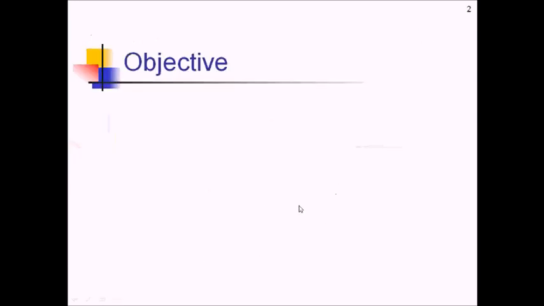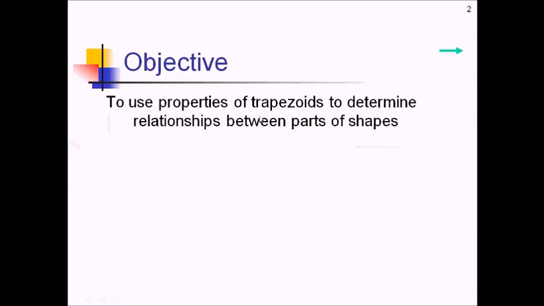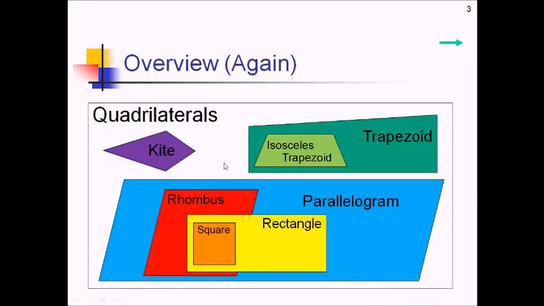In this one, we're looking at the trapezoid and using properties of trapezoids, both regular and isosceles, to determine relationships between their parts. So, just to take another quick look at quadrilateral land with my little Venn diagram here, we just got done dealing with parallelograms. Trapezoids, as you can see, are completely outside the parallelogram family. So we're going to take a look at those now.